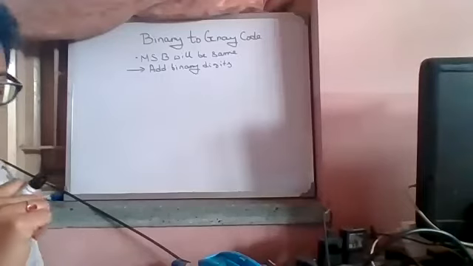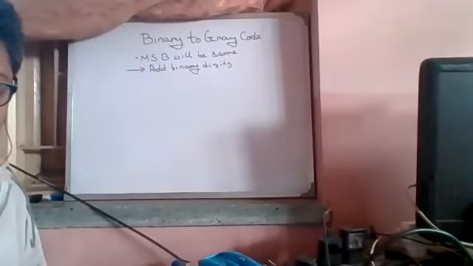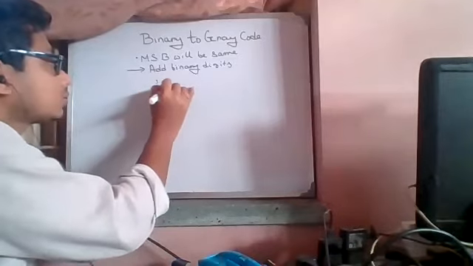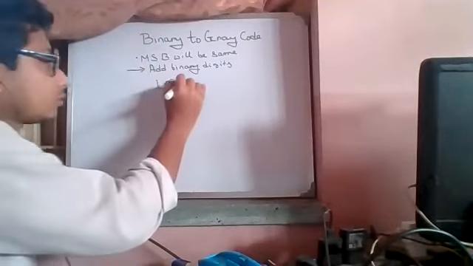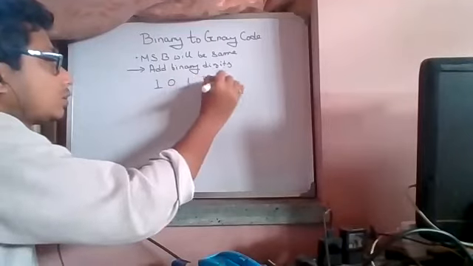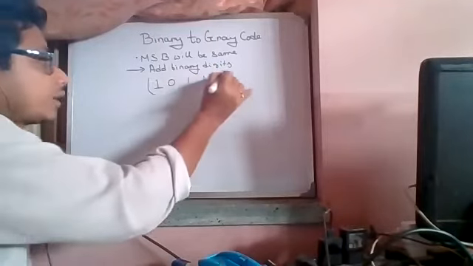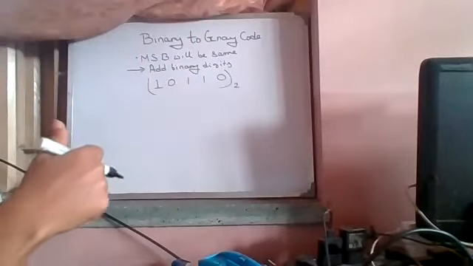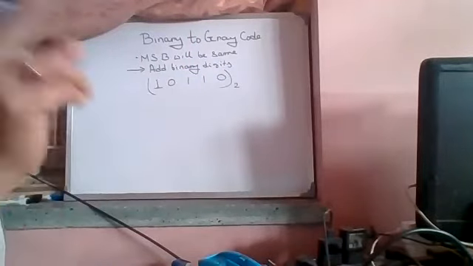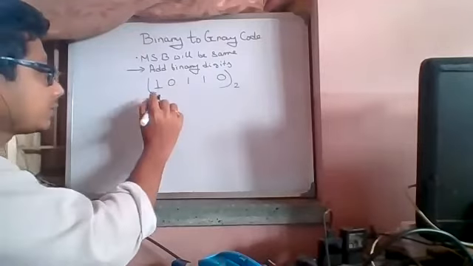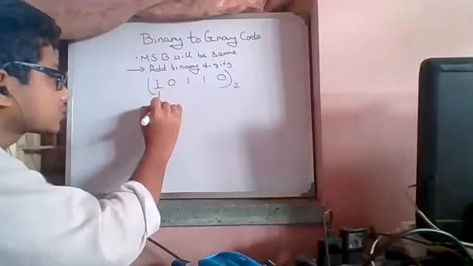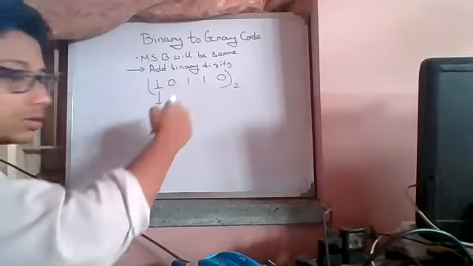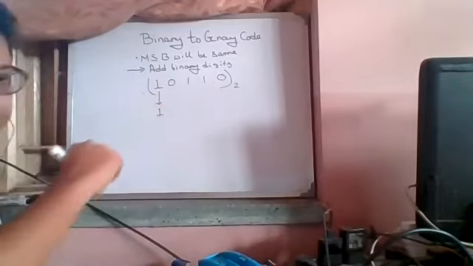So suppose we have given a binary number like this: 1 0 1 1 0. This is the binary number. Now we have to convert it to gray code. So MSB will be same. Which is MSB? This is MSB, most significant bit, and this is LSB, least significant bit. So MSB will be same. So 1 is coming here.